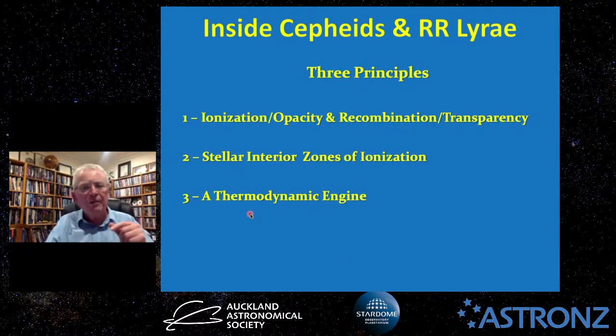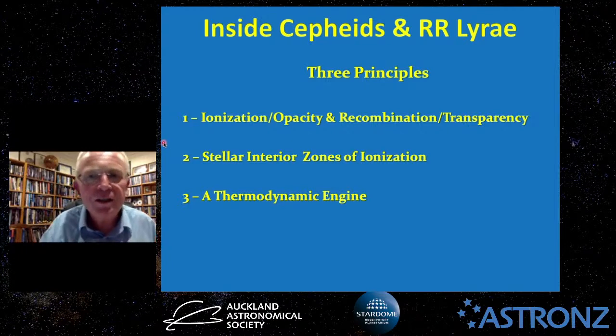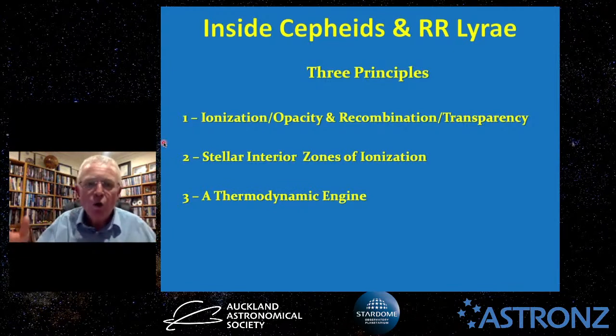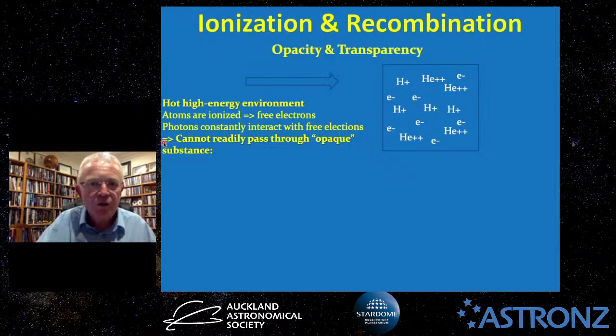Okay, so what's going on under the hood inside these Cepheids and RR Lyrae? It's called the Kappa Mechanism, and it goes right across all three types of stars. Three principles, we're going to talk about shortly: ionization, how that makes something opaque to light; the concept of recombination and how it makes something transparent to light; and the stellar interior zones. Then we're going to bring all that together and show you how it acts like a thermodynamic piston-type engine. So let's do that now.